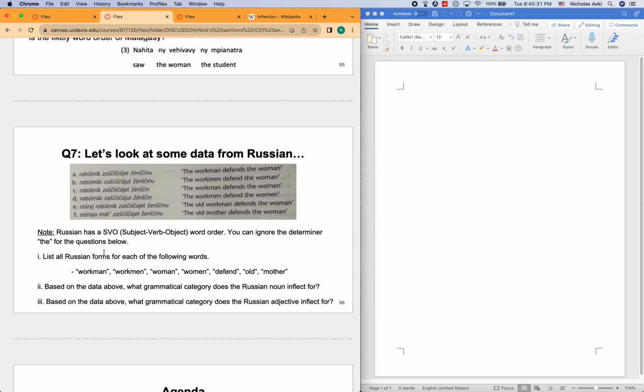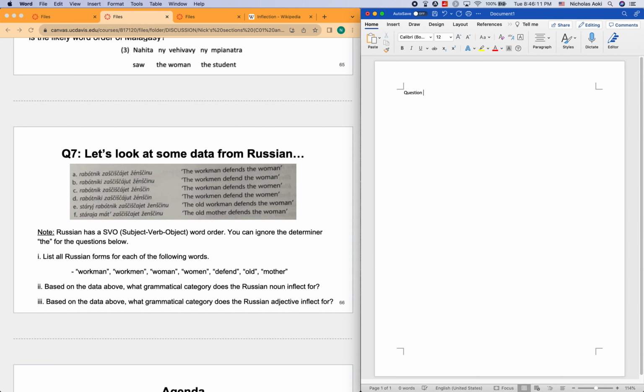So for number 1, it says, list all the Russian forms with the following words. Basically, you transfer what you're seeing in the English translation to Russian. So first is workman. Let's look to see all the sentences with workman in the English translation. Sentence A, C, and E. Since Russian has the same word order as English, it means that in A and C, if the subject is workman, then it's also the subject in Russian, and it comes first. So workman is rabotnik in A, C, and E.